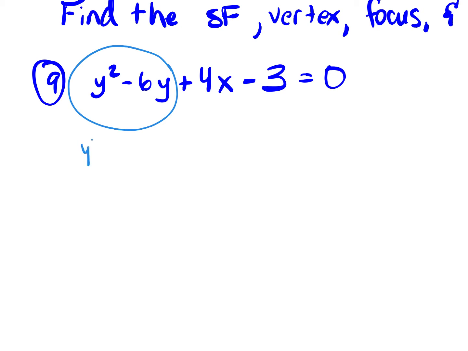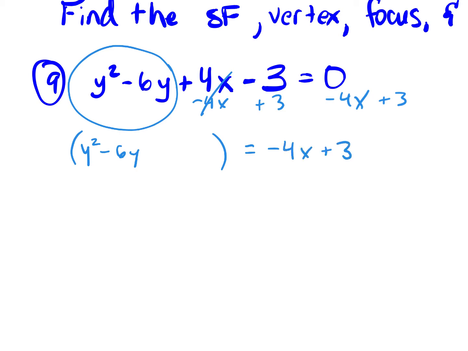So we have y squared minus 6y. We're completing the square here. And then we move everything else over. So I'm going to subtract 4x on both sides and add 3. Now we complete the square. So what value is going to go here? Negative 6 over 2 squared. Negative 6 over 2 is negative 3.